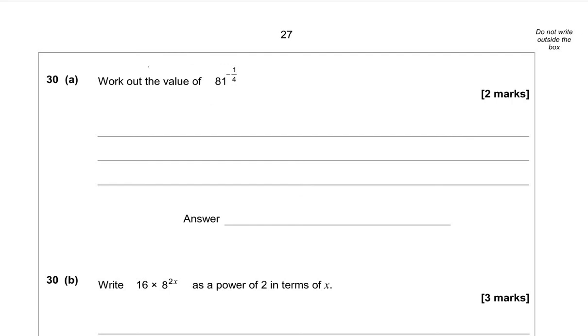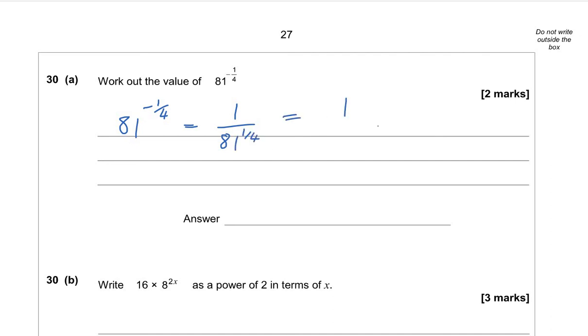Okay, we are now on to the last question. Work out the value of 81 to the minus a quarter. Now hopefully you've seen my video on the laws of indices. This comes up all the time. So 81 to the minus a quarter, well, because it's a negative power, we just take the reciprocal. So it's the same as 1 over 81 to the quarter.